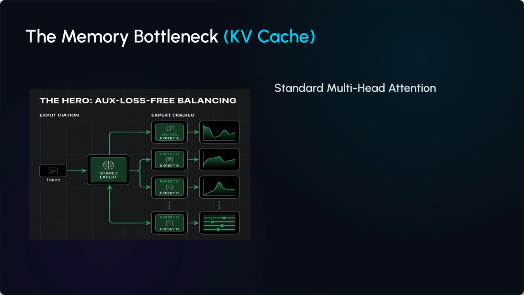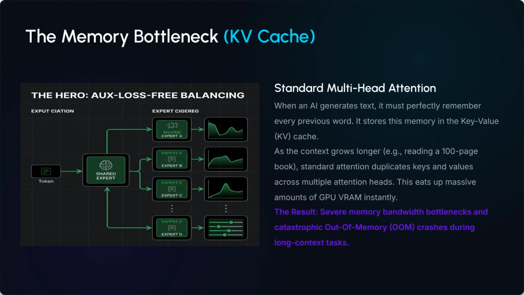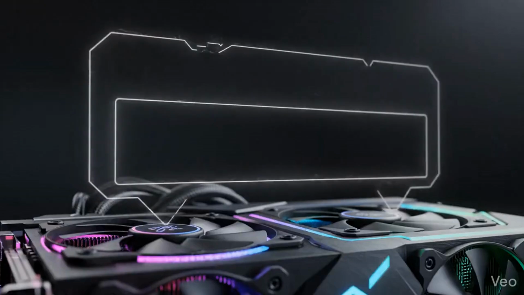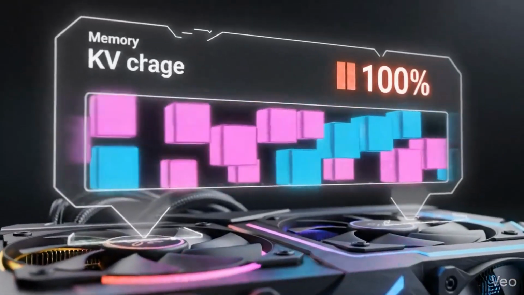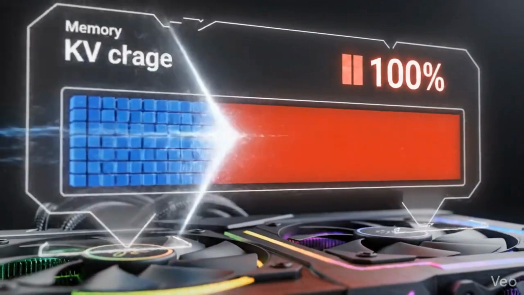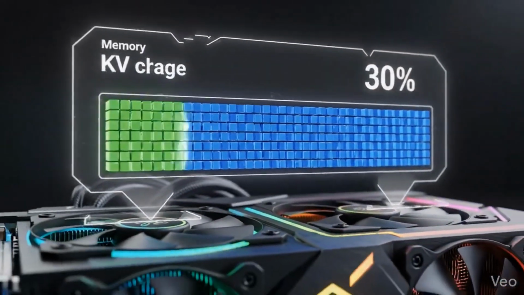The memory bottleneck, or KV cache, is a major issue in standard multi-head attention. As context grows, duplicating keys and values across multiple attention heads consumes massive GPU VRAM, leading to memory bandwidth bottlenecks and crashes. Storing all previous words in memory creates a bottleneck. Multi-head latent attention compresses this data, making inference faster and cheaper.